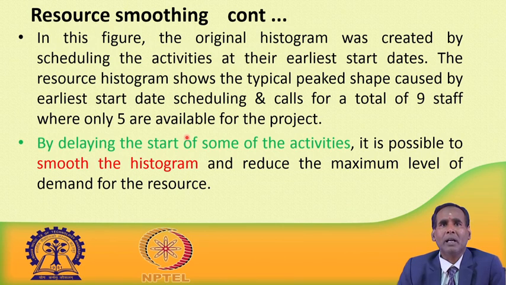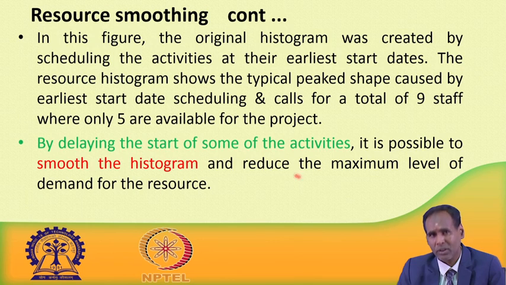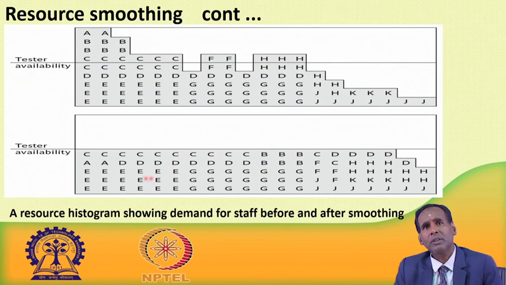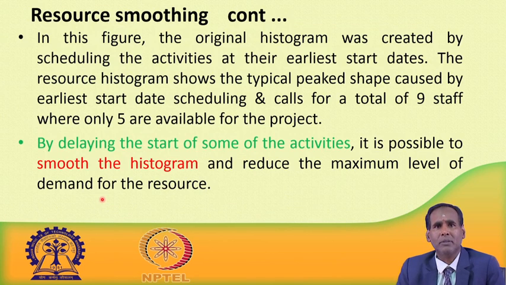So, as I have already told you, we can smoothen this by 2 techniques. One is by delaying a little bit the start of some of the activities where float is available, and another is by splitting some of the activities. By delaying the start of some of the activities, it is possible to smooth the histogram and reduce the maximum level of demand for the resource. And here you can see after smoothing we require only 5 manpower, 5 designers or 5 testers.